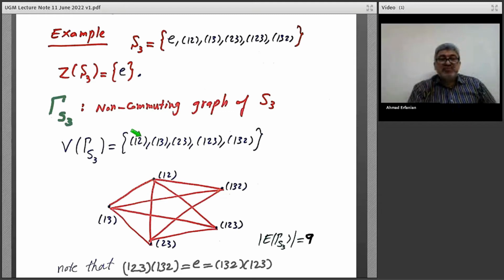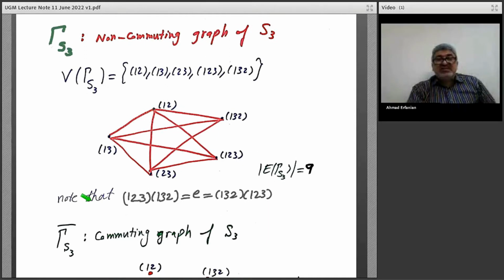So we have to remove the center from the set of elements of G, since only the identity element is in the center. So if we remove the identity from the set of elements of S3, the vertex set consists of 5 elements. We have (1 2), (1 3), (2 3), (1 2 3), and (1 3 2). Right? Now, here is the graph.